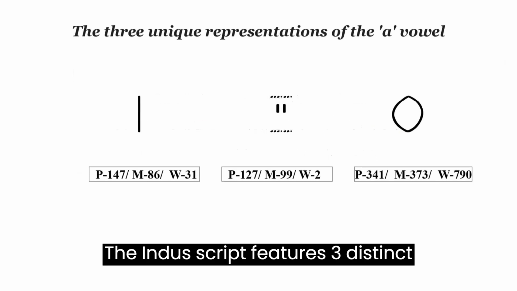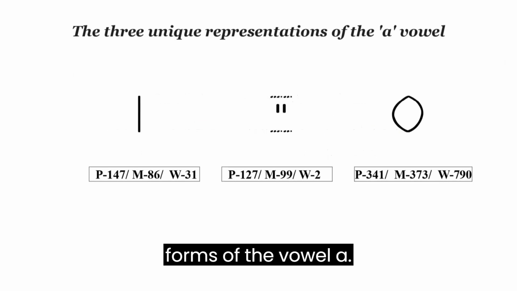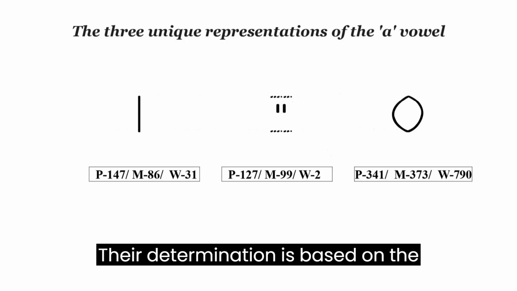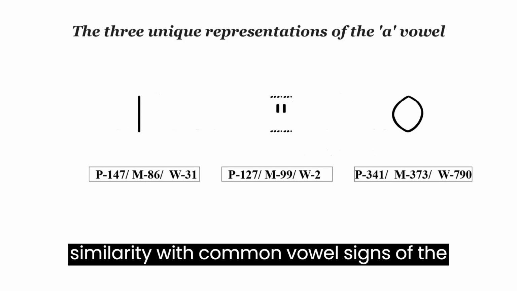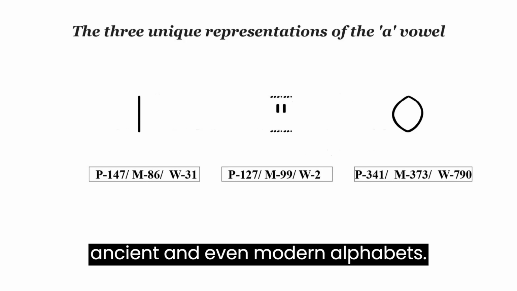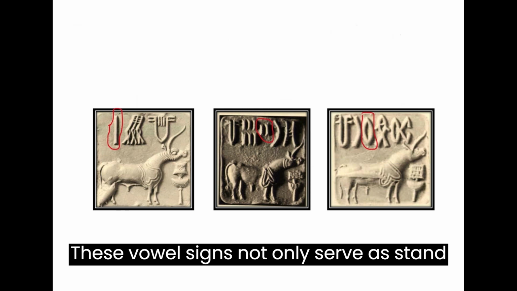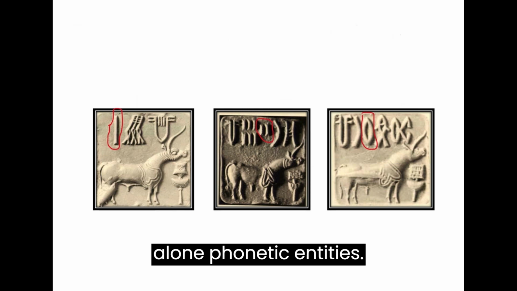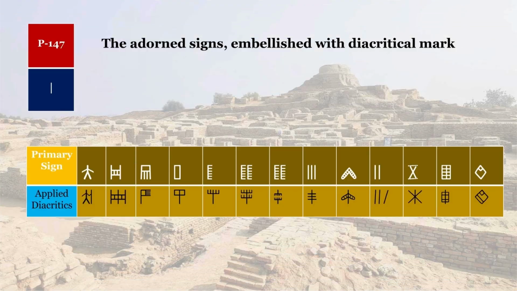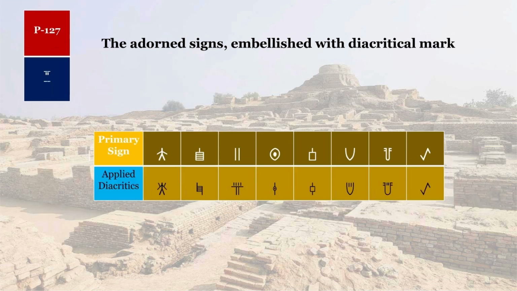The Indus script features three distinct forms of the vowel, a. Their determination is based on the similarity with common vowel signs of the ancient and even modern alphabets. We will explore the impact of the Indus script on other ancient alphabetic writing systems and even its allographic influence on modern alphabets in another video. These vowel signs not only serve as standalone phonetic entities, but these symbols also possess the ability to modify the phonetic values of other primary Indus signs or graphemes as well.